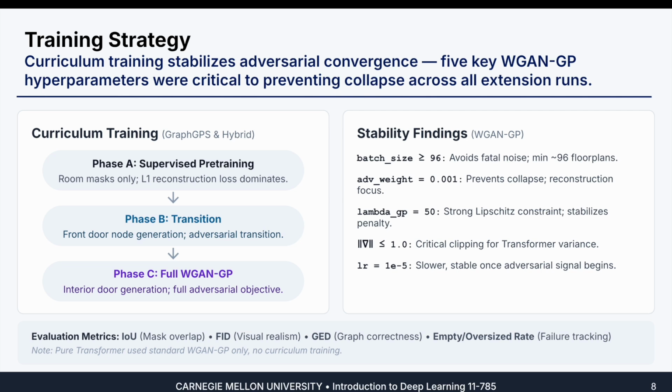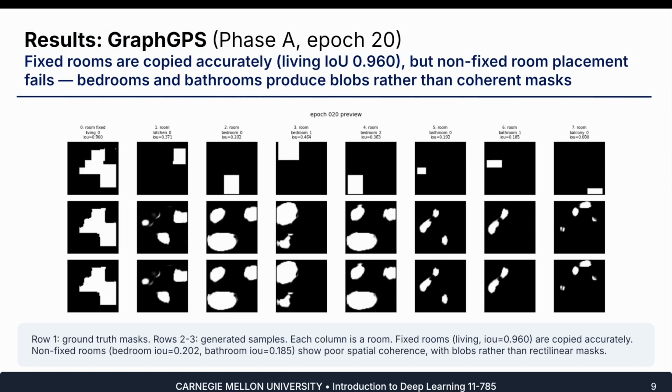For evaluation, we use IOU to measure mask overlap, but since it does not fully capture layout quality, we also track failure cases such as empty or oversized predictions. And we reported FID and GED from the original report to measure how well the generated layout matches the input graph structure.